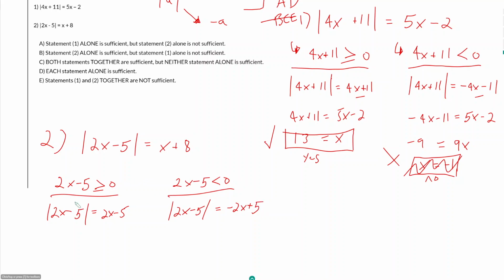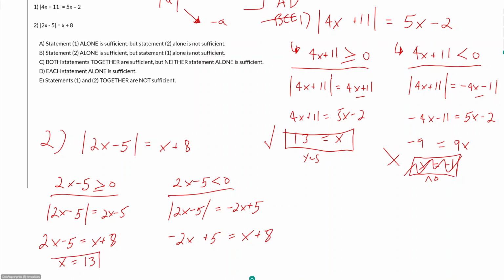So now, just plugging these values in for our absolute value expression, we get 2x minus 5 is equal to x plus 8. Again, it's only the left side that is changing. The right side, the side without the absolute value bars, does not change. And then over here, negative 2x plus 5 is equal to x plus 8. So solving for x, we get x is equal to 13.